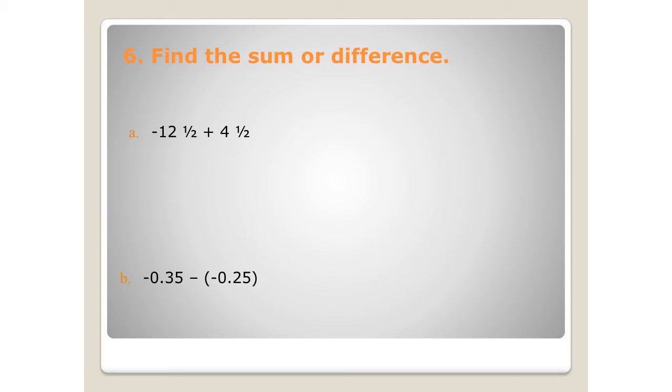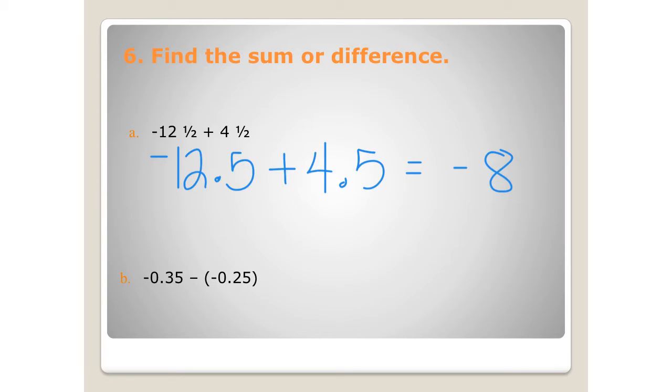Number 6, negative 4.5 plus 4.5. As I said before, you are welcome to turn these into decimals. If you do, you get negative 12.5 plus 4.5. And this answer will give you negative 8. B, negative 0.35 minus negative 0.25. In your calculator, if you desire, is negative 0.1.